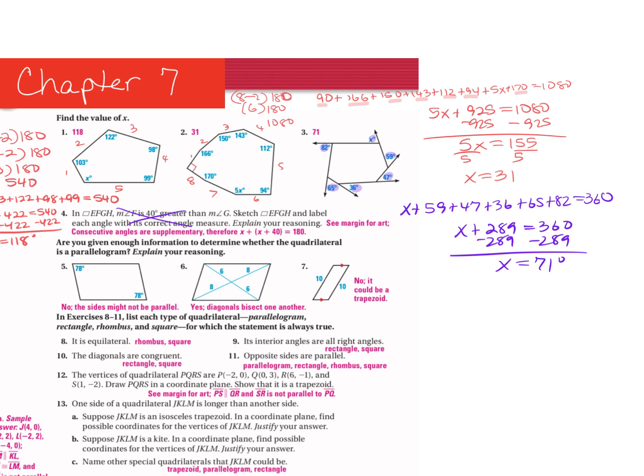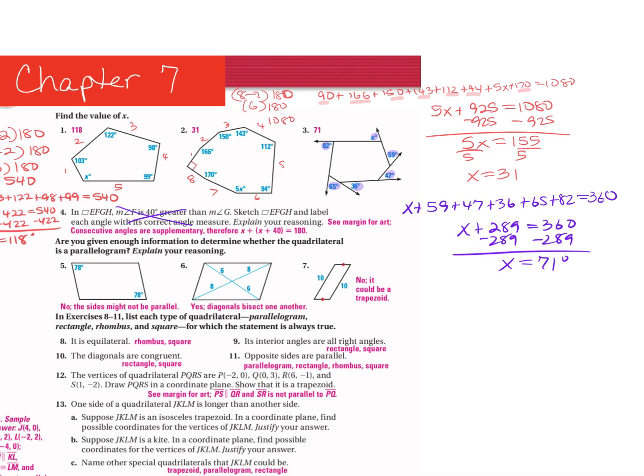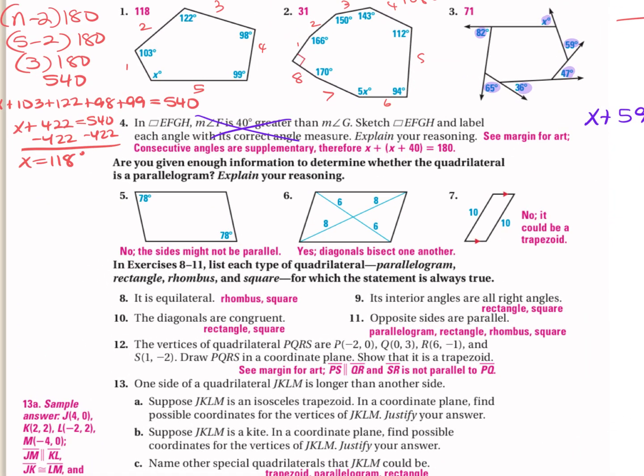Now, for number 5, it says, are you given enough information to determine whether the quadrilateral is a parallelogram? So notice here, I can see that I've got one pair of opposite angles that are congruent, but I need to have both pairs. So this one, because I don't have anything here or here, I can't tell that those angles are congruent or not, and I'm also not told that the lines are parallel. So this is not enough information.